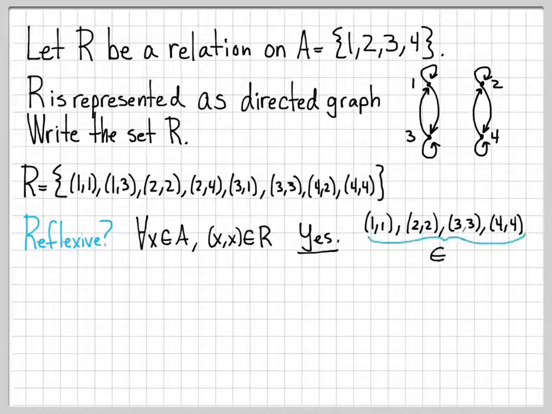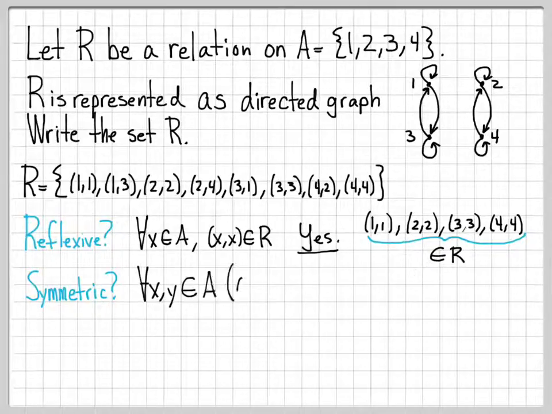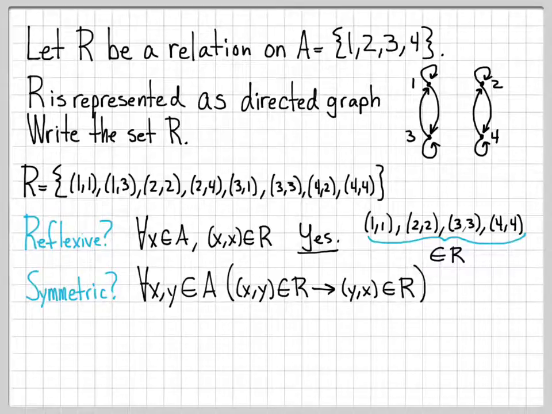Okay. What about being symmetric? Is this a symmetric relation? So what do we mean by symmetric? That means for all x and y that I choose from A, when (x,y) is in R, this implies that (y,x) is in R. Okay, so how can we work through that? Is this a symmetric relation?